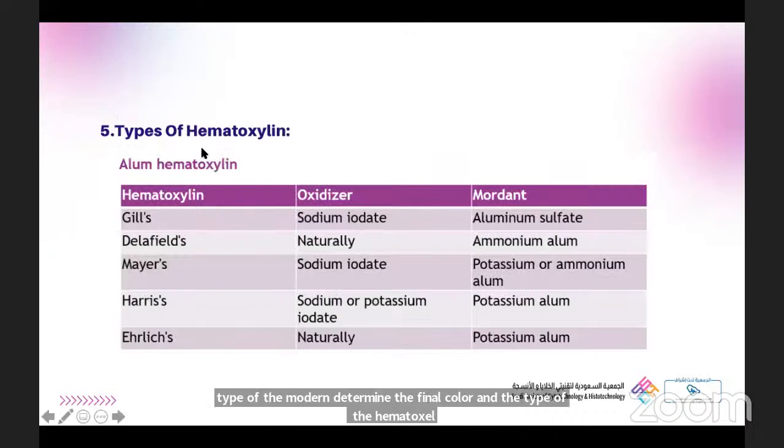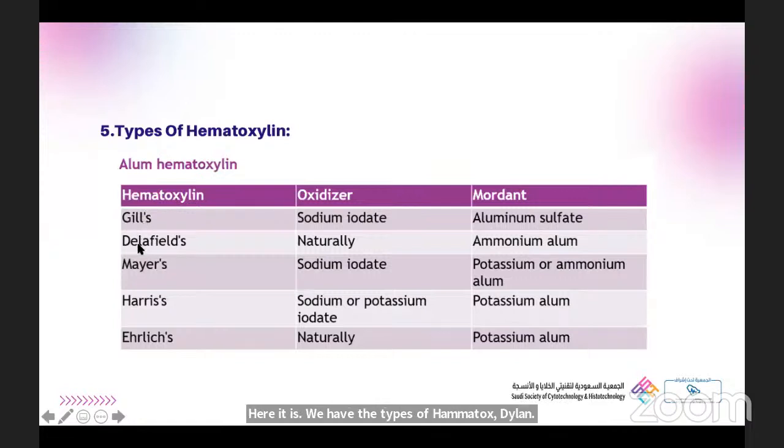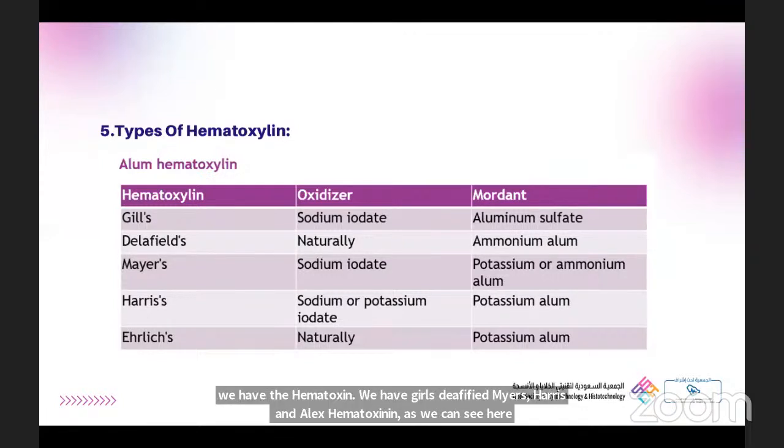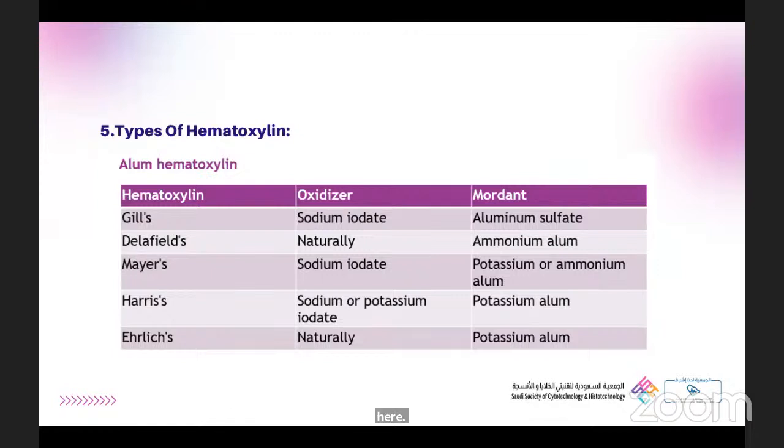Here we have the types of hematoxylin. First, we have the alum hematoxylin: Gill's, Delafield's, Mayer's, Harris, and Ehrlich's hematoxylin. As we can see here, Ehrlich's and Delafield's are both naturally oxidized. Sodium iodate is used as an oxidizer in Gill's and Harris hematoxylin, which I am going to mention later. And potassium alum is the mordant in Ehrlich's, Harris, and Mayer's hematoxylin.